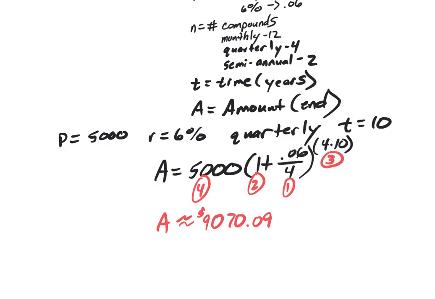Go. I had $5,000, 6%, and 10. Then we end up making just a little bit more money. Okay, so it's a little bit better deal than quarterly or semi-annually or monthly.